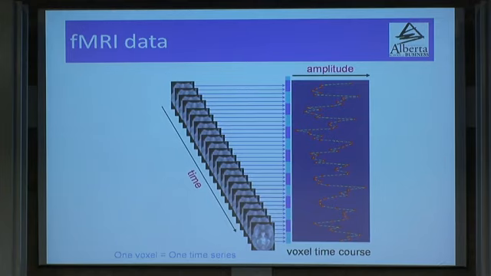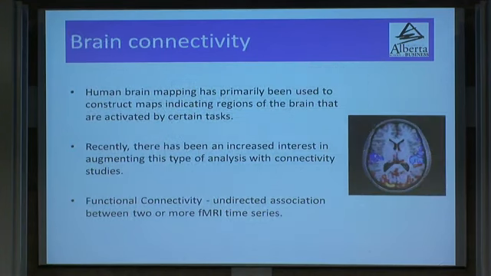And then what usually happens is we define some independent variables, and we fit a regression to each of the voxels, or each voxel's time course. So human brain mapping has been primarily used to construct maps indicating regions of the brain that are activated by certain tasks. So you've all seen maps like this before. So during certain tasks, certain regions of the brain or certain voxels are activated.